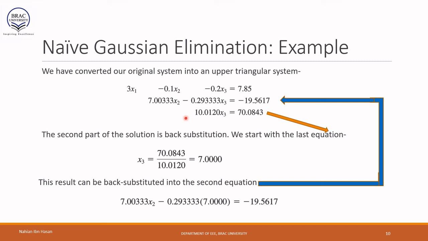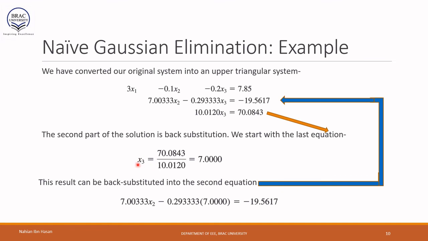The second step is the back substitution. That means we are going to start from the last equation. Look at this, in the last equation of the upper triangular matrix, this is very straightforward. We can easily get the value of x3 by dividing this value by this coefficient. That means x3 equals 70.0843 divided by this coefficient, which is 7. So from the third equation we have easily got the value of x3, and we are going to use this value of x3 in the previous equation. That means in the second equation.